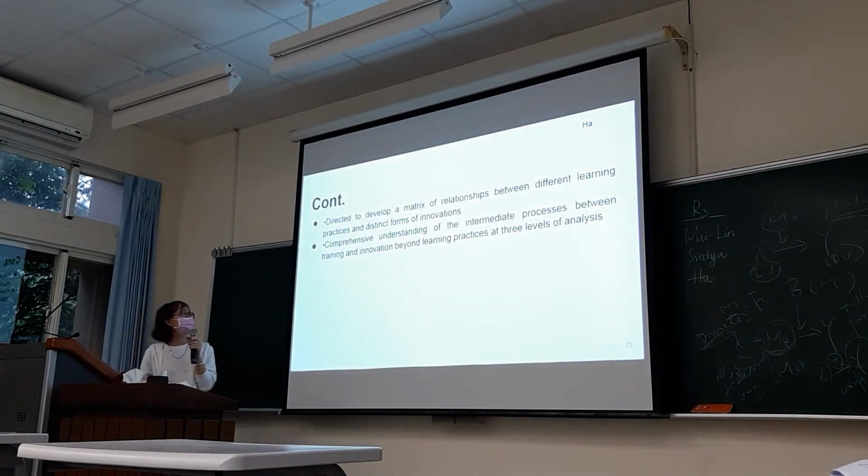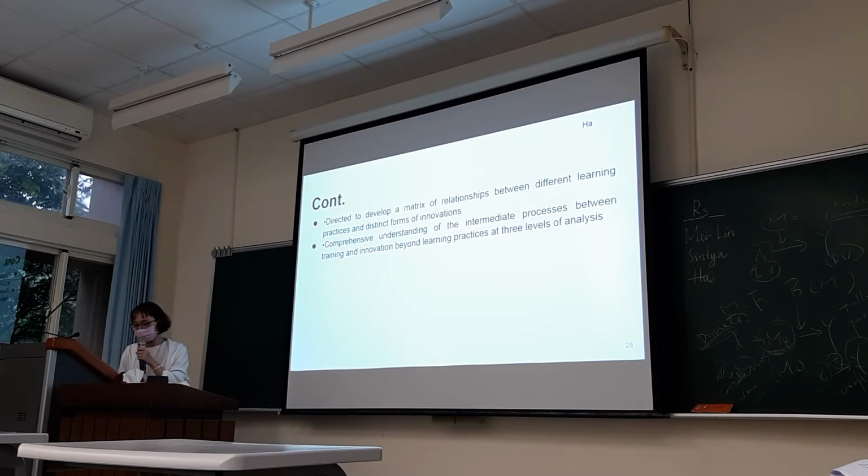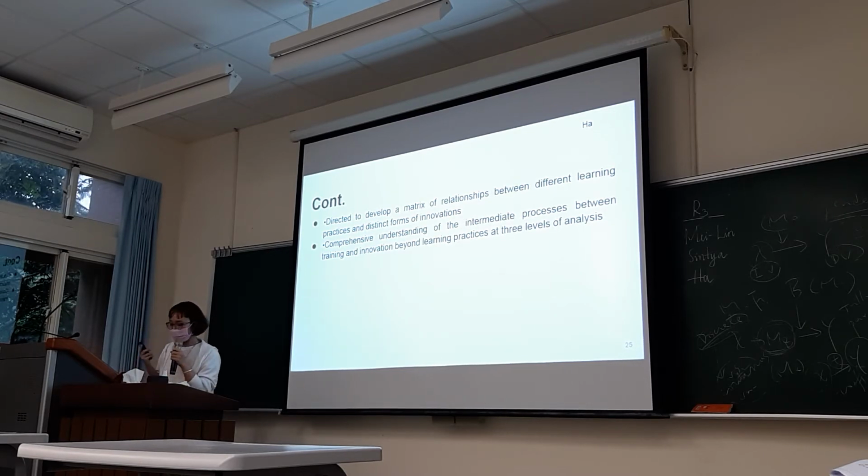We also should develop a matrix of relationships between the different learning practices and distinct forms of innovation. Maybe we can divide the forms of innovation into incremental innovation and radical innovation. And the last one is we should achieve a comprehensive understanding of the intermediate process between training and innovation, beyond the learning practice at the level of learning. For example, employee job satisfaction and employee commitment may be a potential mechanism that underlies the effect of training and development at the organization level.